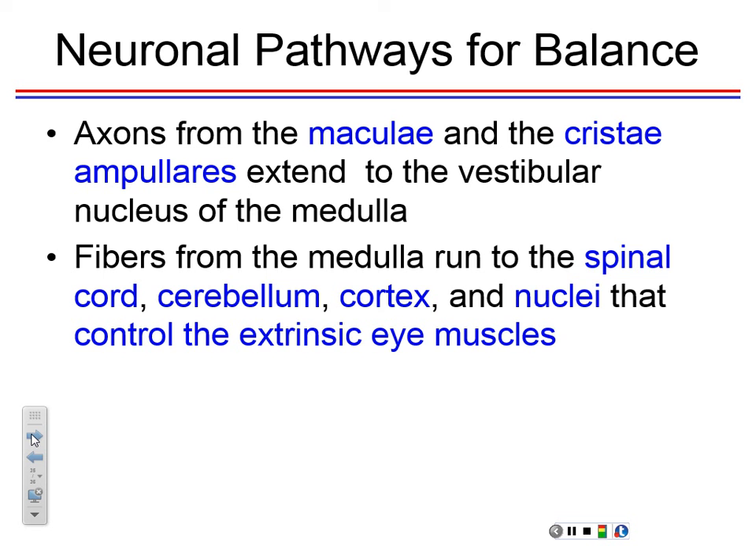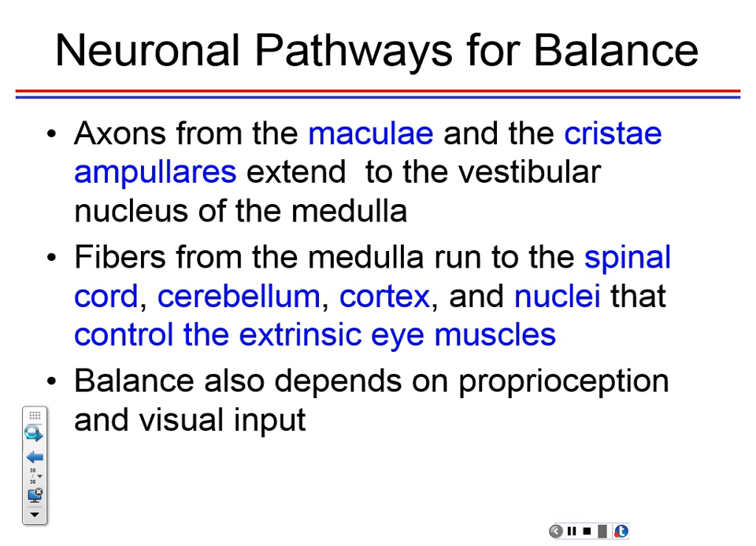Have you ever tried balancing with your eyes closed? It's kind of hard, isn't it? So the sense of balance of the ear also involves the eyes, so it's going to control the eye muscles too. If we're talking neuronal pathways for balance, you want to bring in the spinal cord, the cerebellum, and the eye muscles, because balance involves all those things. And then, of course, proprioception depends on the visual input. That's why you need the extrinsic eye muscles.